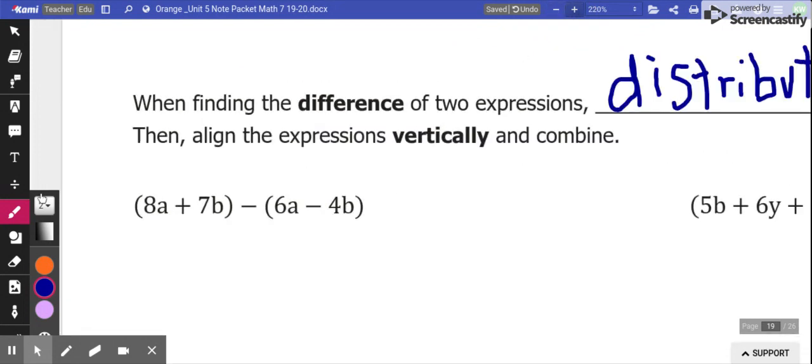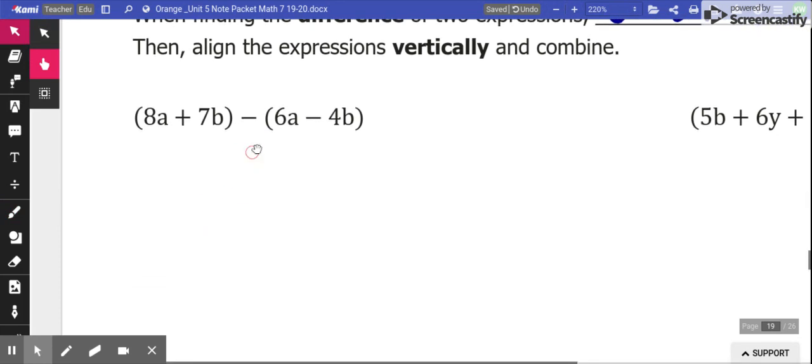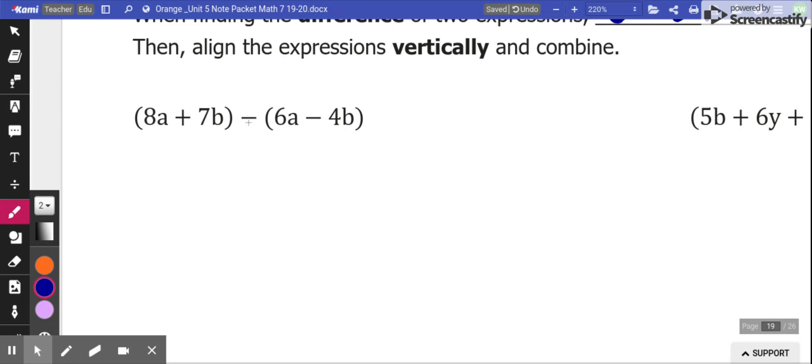So this is what that looks like. Do you see how there's a minus right here? This doesn't just mean we're subtracting 6a. It means we're subtracting 6a and we're subtracting negative 4b. So what this is going to look like is, I'm going to start over here at the left. We have a positive 8a. We have a positive 7b. Now, distribute your negative to these terms after the negative.